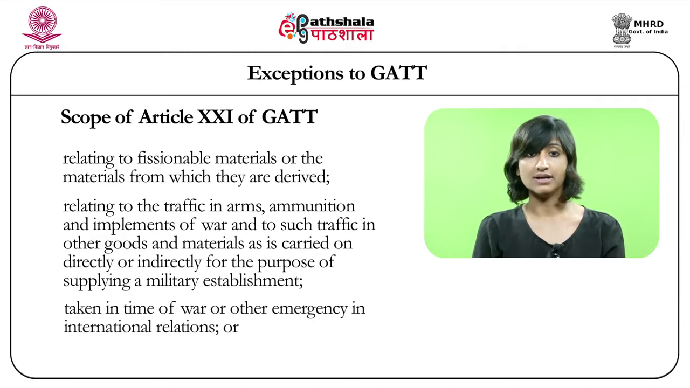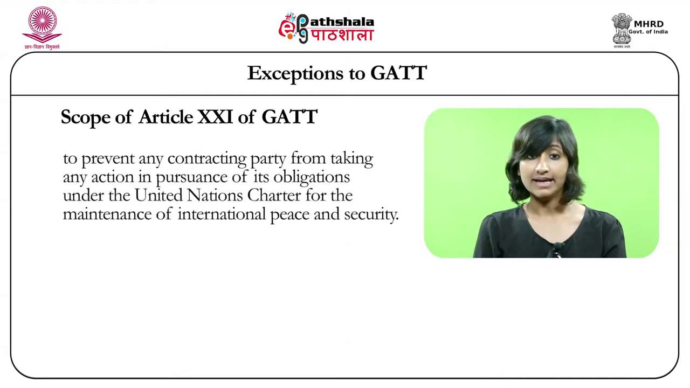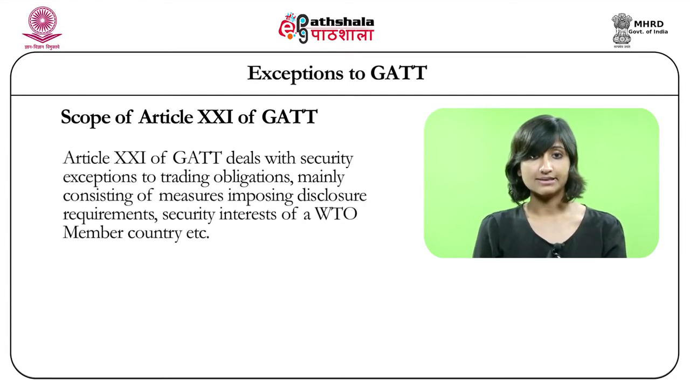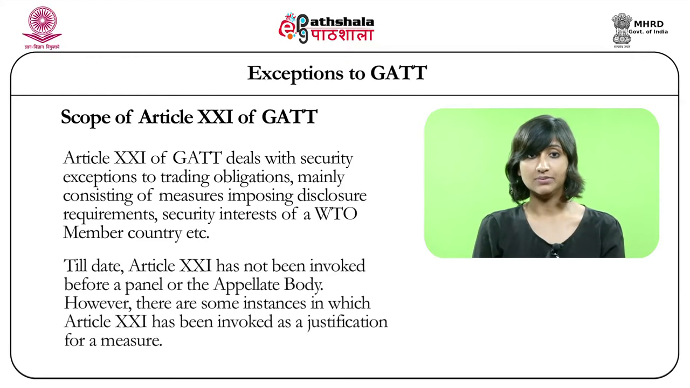Or taken in time of war or other emergency in international relations, or subclause C, to prevent any contracting party from taking any action in pursuance of its obligations under the United Nations Charter for the maintenance of international peace and security. Article 21 mainly deals with security exceptions to trading obligations, mainly consisting of measures imposing disclosure requirements, security interests of a WTO member country, etc. Till date, Article 21 has not been invoked before a panel or the Appellate Body. However, there are some instances in which Article 21 has been invoked as a justification for the measure.